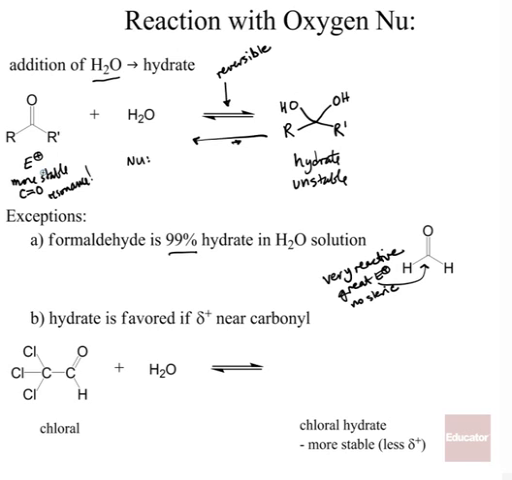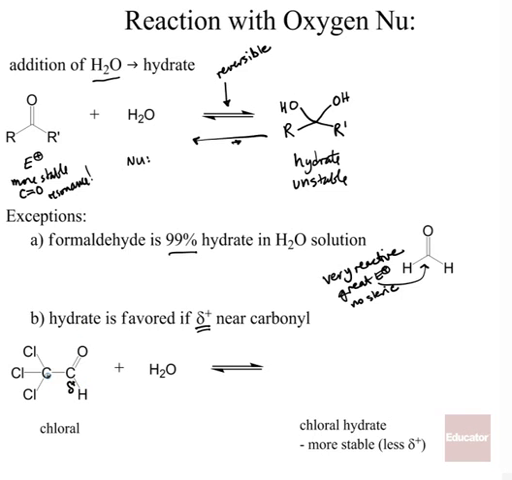Another interesting example is that the hydrate is going to be favored when you have a significant partial positive right next to the carbonyl. So this is an interesting molecule. It's known as chloral. And we know that the carbonyl carbon has a significant partial positive because of the resonance contributor that puts a positive charge on the carbon.